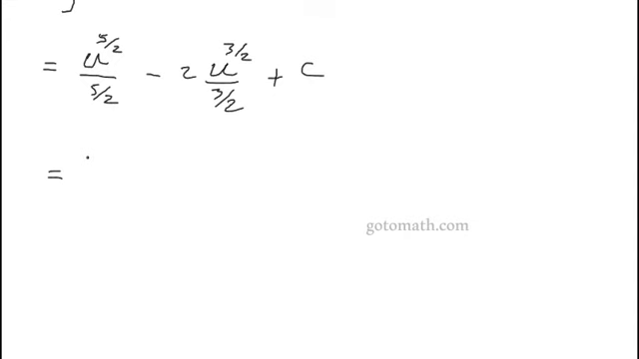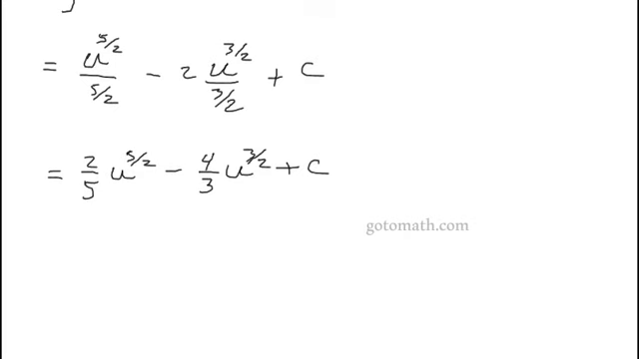Take this, we're going to flip that around, so we have 2/5 u to the 5 halves, and then we flip that, so we end up with, what do we end up with? I think 4/3, right? Yeah. So 4/3 u to the 3 halves plus c.